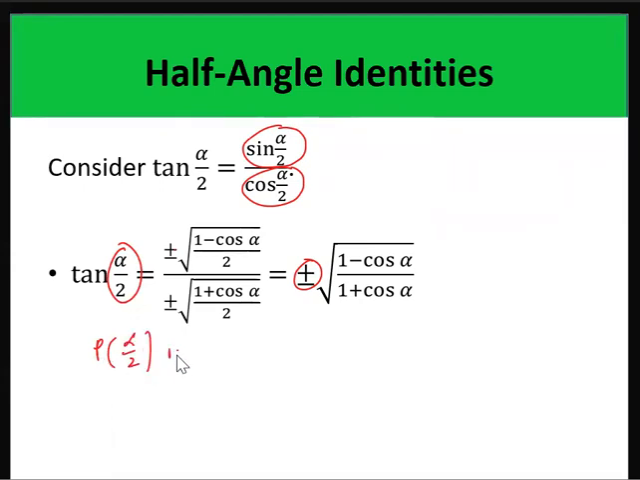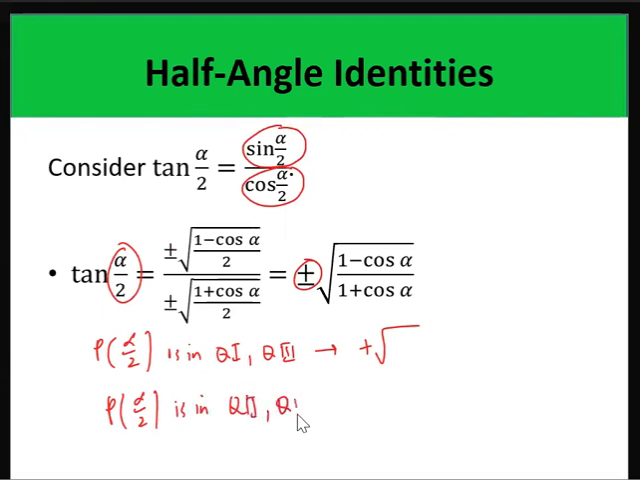So if the terminal point of alpha over 2 is in quadrants 1 or 3, then we have to use the positive square root. But if the terminal point of alpha over 2 is in quadrants 2 or 4, then we have to use the negative square root.